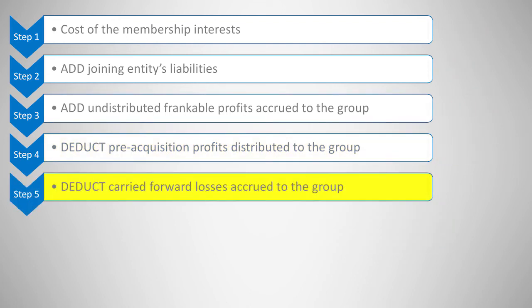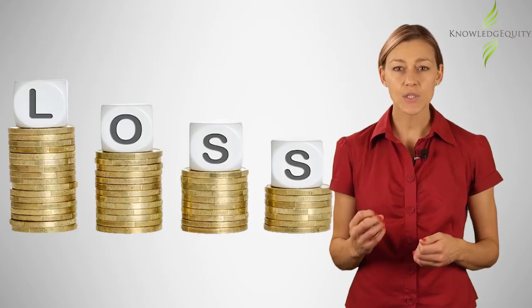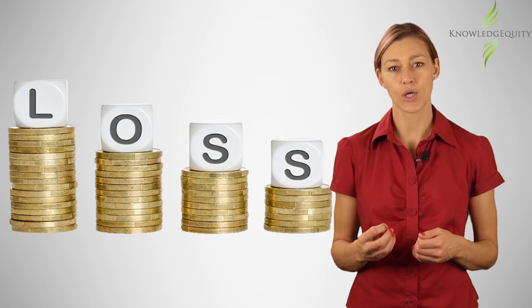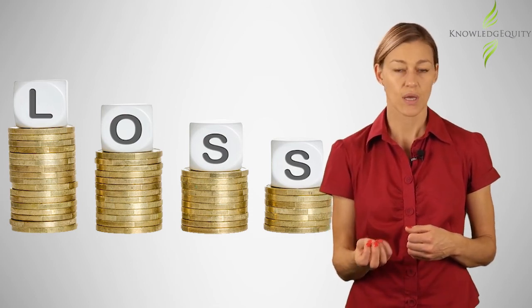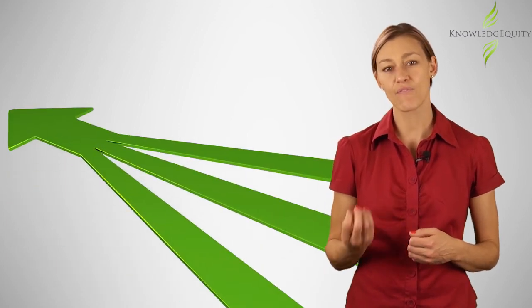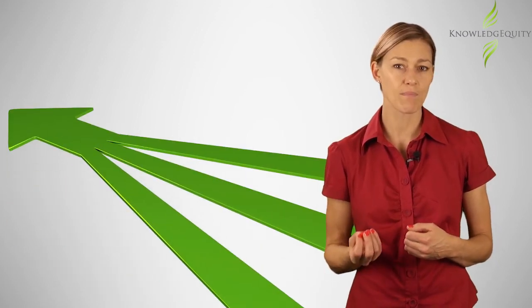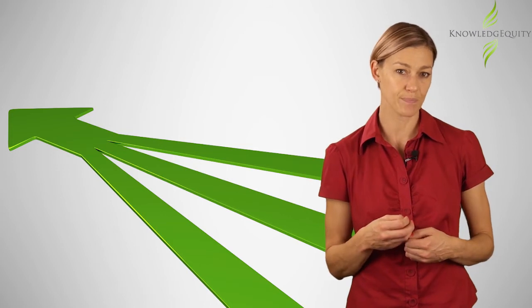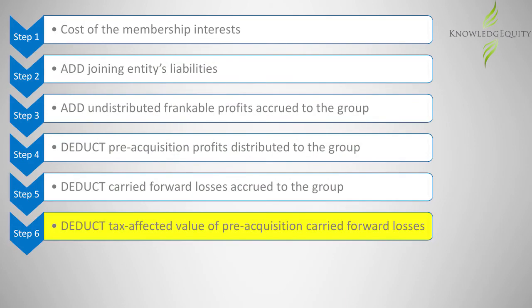Now, we would also need to consider for step 5 any unused losses accrued to the group. That is, unused tax losses of the subsidiary that occurred after acquisition but prior to consolidation. With respect to any carry-forward tax losses that the subsidiary may have had prior to acquisition, then the tax benefit of those losses is subtracted at step 6.